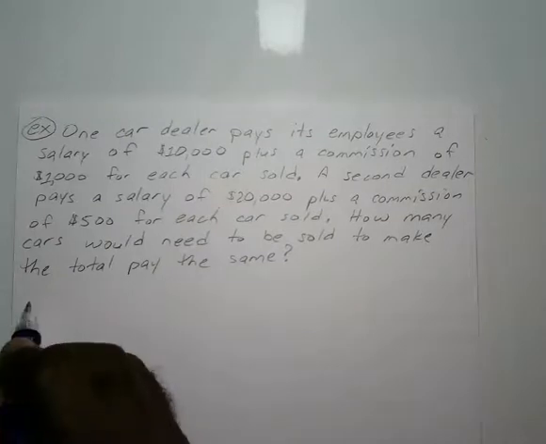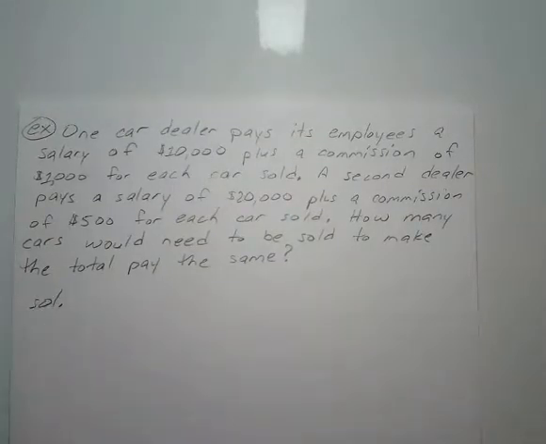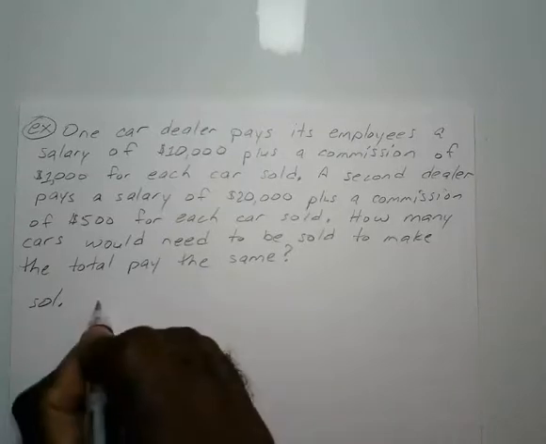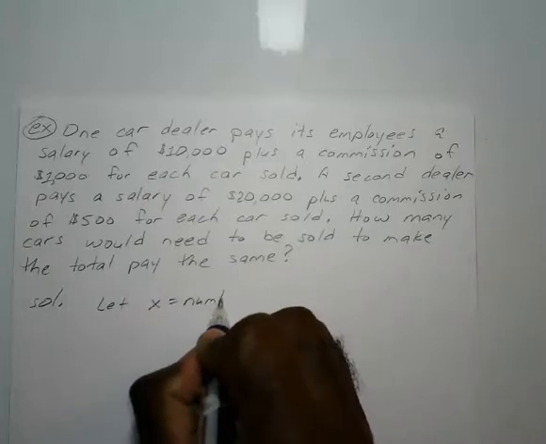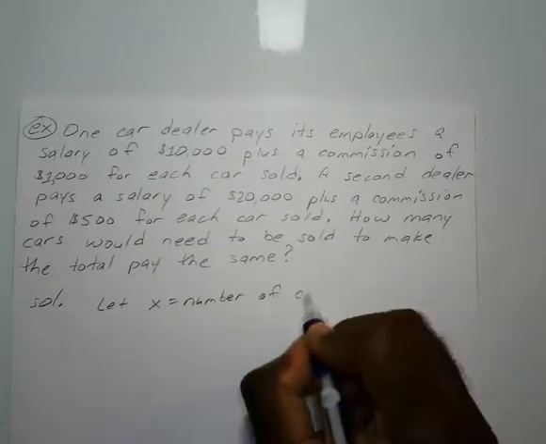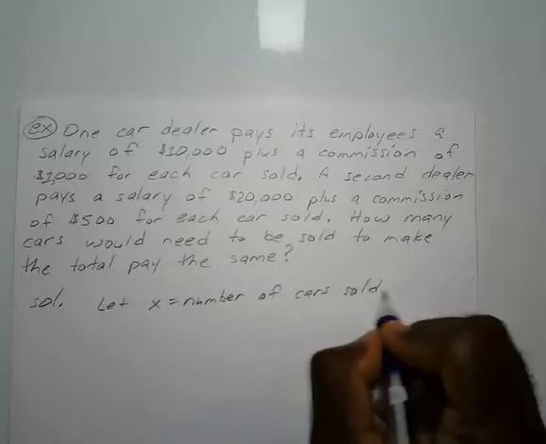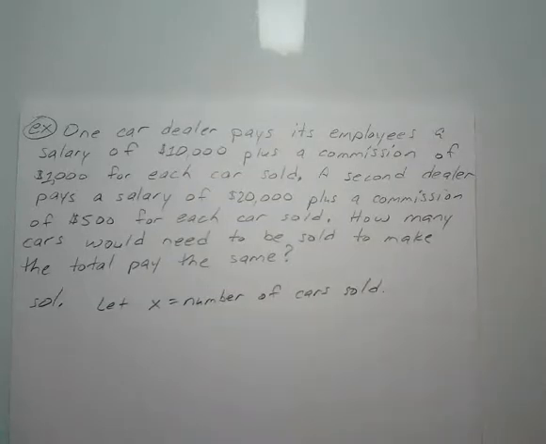Now the thing with this one is there's only one number of cars that you would sell. So you don't have to go X is equal to this, Y is equal to that. We're just going to let X equal the number of cars sold. We don't need to know how many are sold at the first one or the second one, because they're just asking how many would need to be sold at both for them to make the same amount. So X would be the same number at both for this particular problem.